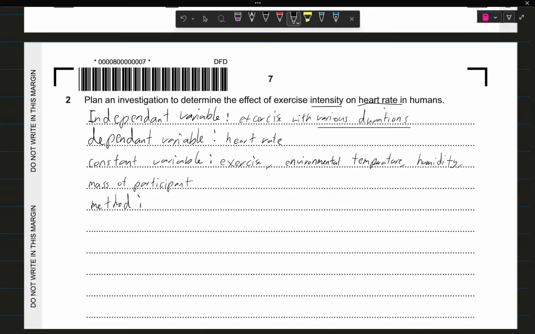The same thing goes with the age. If someone was really too young, for example 4 years old, then they won't have as much stamina. So this can affect the result, and you make sure that the ages are constant. So, ages of participants.